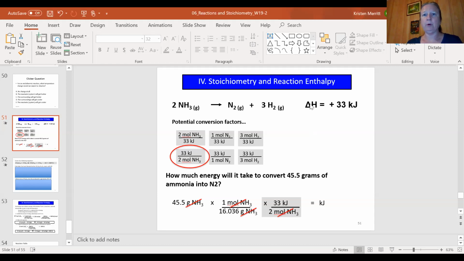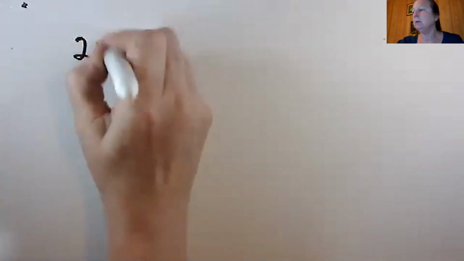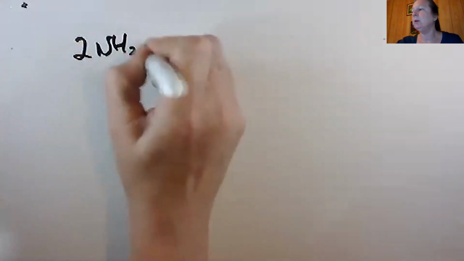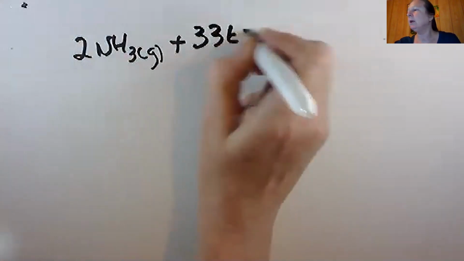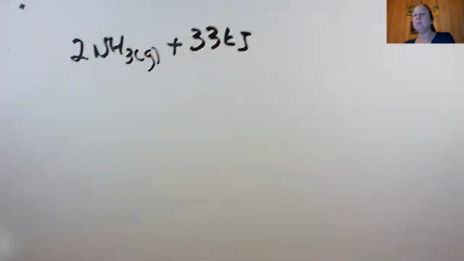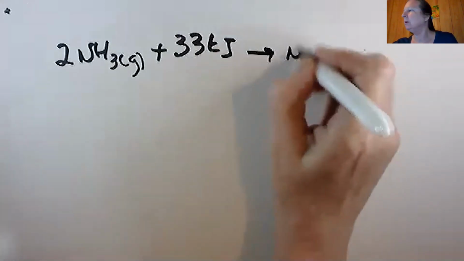So let's go to the whiteboard. So the reaction, I'm going to put the energy in here because you have ammonia. If you don't put this 33 kilojoules into the reaction, it won't happen.